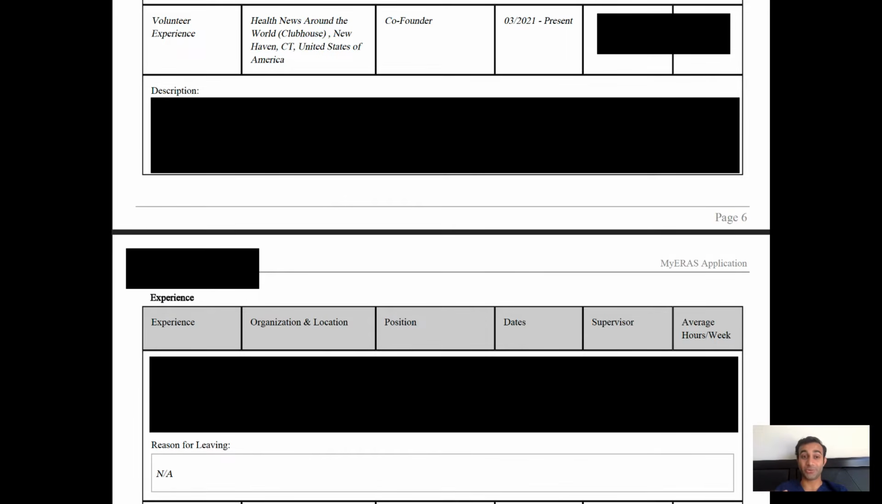And this actually had to do with the fact that because COVID-19 was such a big part of 2020 all the way through residency application, this news podcast that we were doing through Clubhouse was a way for us to not only combat medical misinformation, but also keep individuals updated on the most recent trends that are happening in healthcare. It was a really fun experience. It's not happening anymore, but at the time I wrote the application, it was happening, which is why it says March 2021 to present. And I didn't give a reason for leaving because at the time I was still involved.